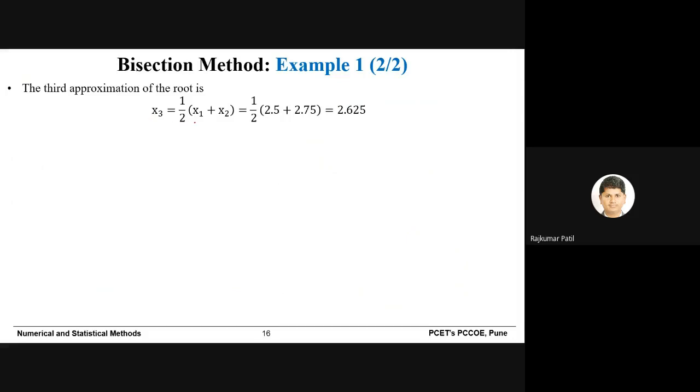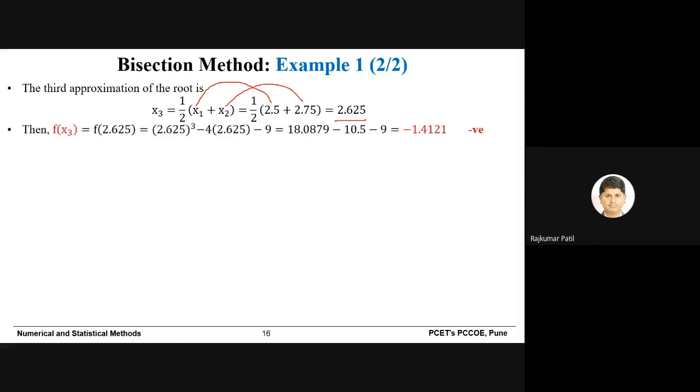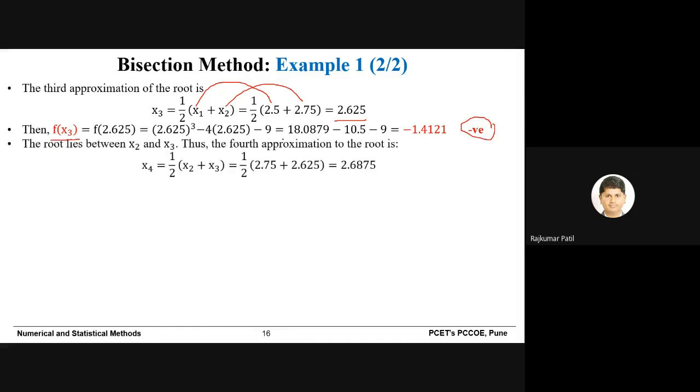x3 is equal to 1 by 2 into x1 plus x2, and you get the answer 2.625. Then again, put the value of x3 in the function, and the answer is negative. So we can say that the root lies between x2 and x3, because f of x3 is negative, and in the previous slide we saw that f of x2 is positive.